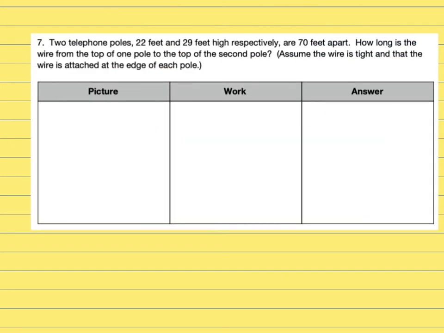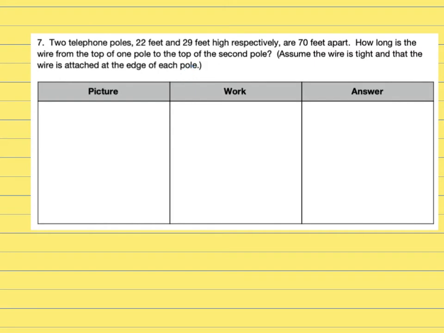Number 7, this one says two telephone poles, 22 feet and 29 feet high, respectively, are 70 feet apart. How long is the wire from the top of one pole to the top of the second pole? Assume that the wire is tight and that the wire is attached at the edge of each pole. So perfectly on the edge.